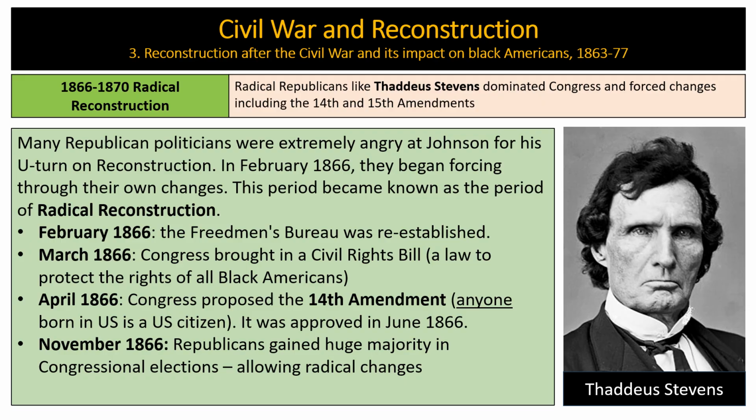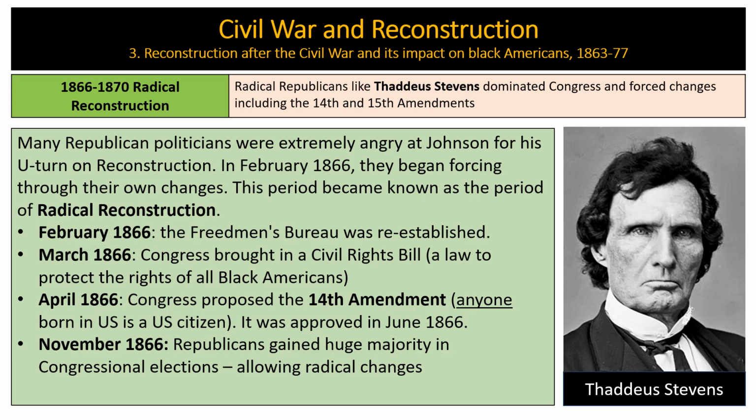Now, Johnson was wrong about Reconstruction being finished because from 1866 to 1870, we have the era of radical Reconstruction. Radical Republicans like Thaddeus Stevens dominated Congress and forced changes, including the 14th and 15th Amendments. Many Republican politicians were very angry at Johnson for his U-turn on Reconstruction. In February 1866, they began forcing through their own changes.